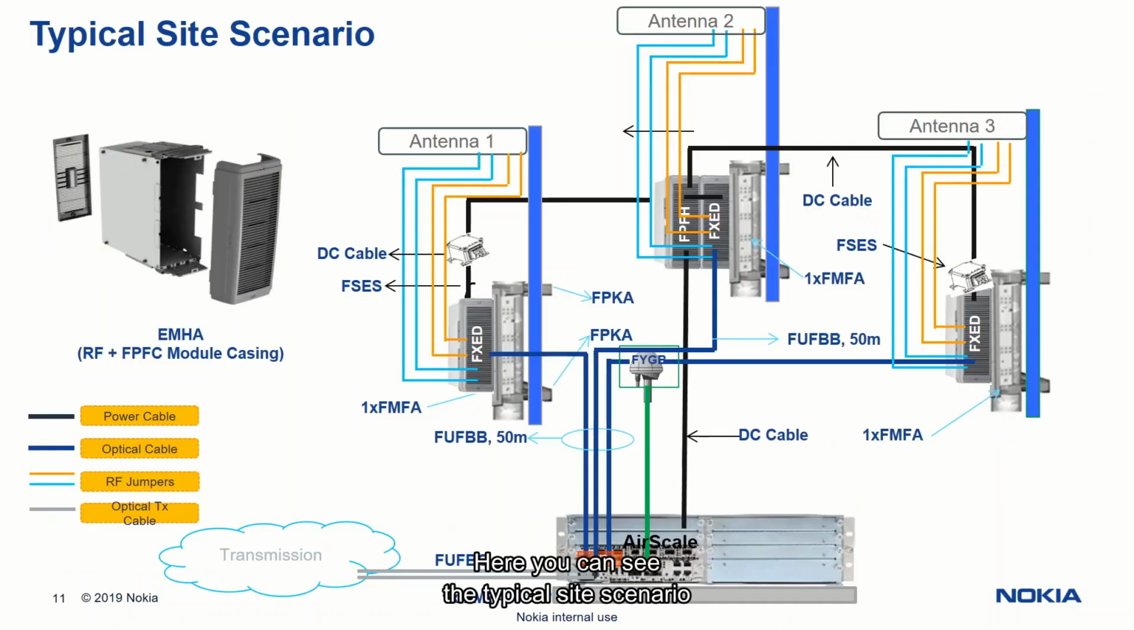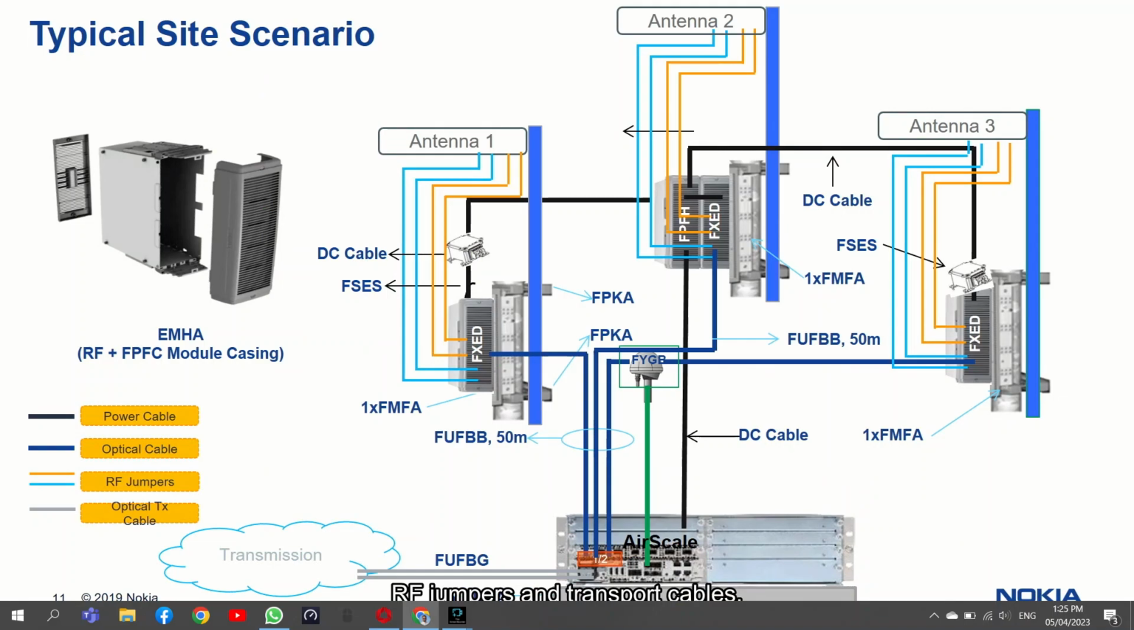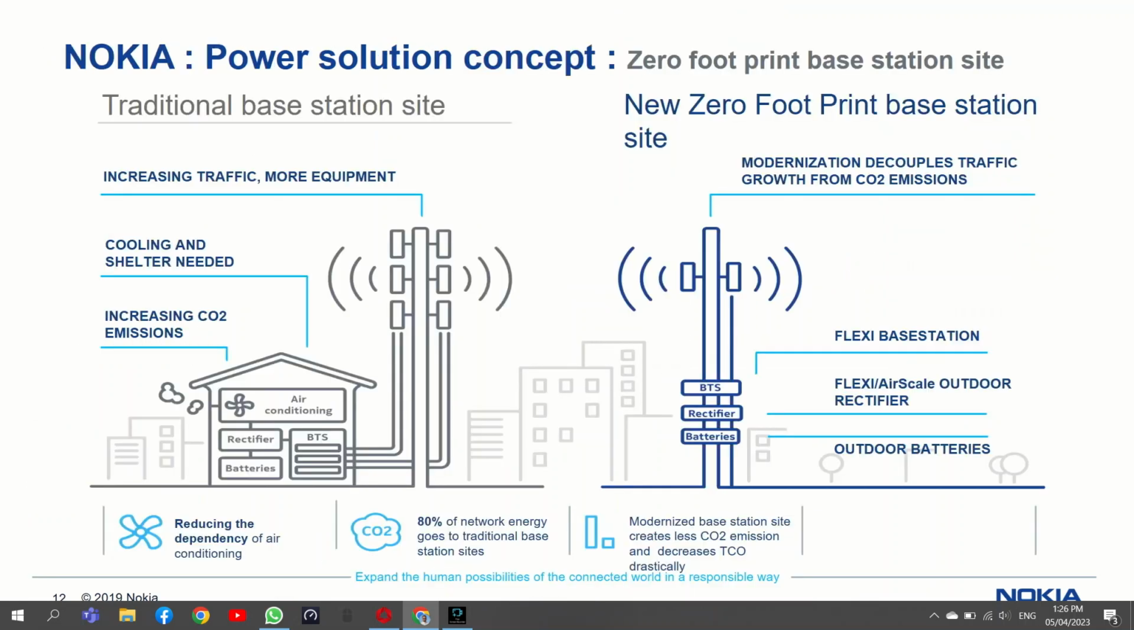Here you can see the typical site scenario and cabling diagram, including power cables, optical cables, RF jumpers, and transport cables. Cabling is one of the most important tasks in the site installation. Then we go to the Nokia Power Solutions.